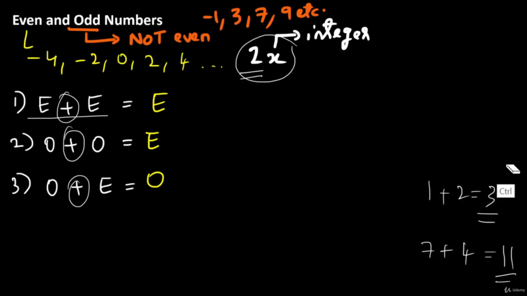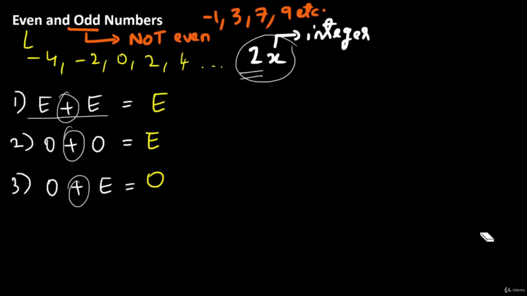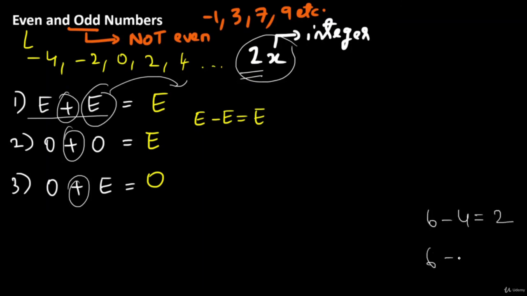Now, what about subtraction? Let me make some space over here. Now, even minus even, you will see that that is always even. Why is that so? You can think of it in terms of examples, or you can just take this even to the right hand side. So that becomes even minus even, and again, that's even. Let's take some examples. 6 minus 4, that's 2. Or 6 minus 8. That's minus 2. All of these are even. So even minus even gives you an even number.